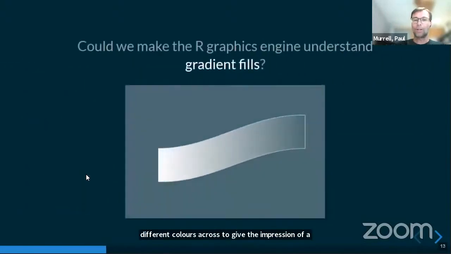So wouldn't it be nice if the RiverPlot package didn't have to work so hard and it could actually just say to the graphics engine, please can you give me a gradient fill that varies smoothly, and I'll just give it the start color, the end color, and the graphics engine will do the right thing.